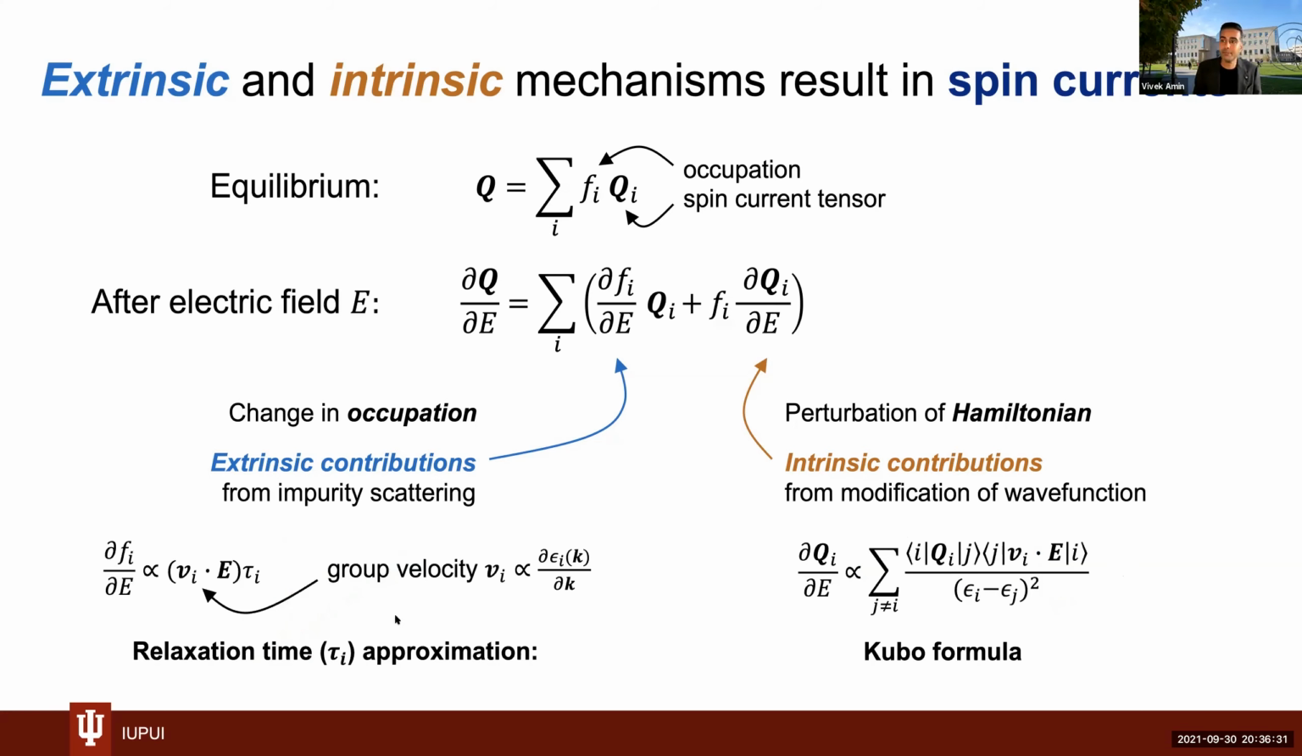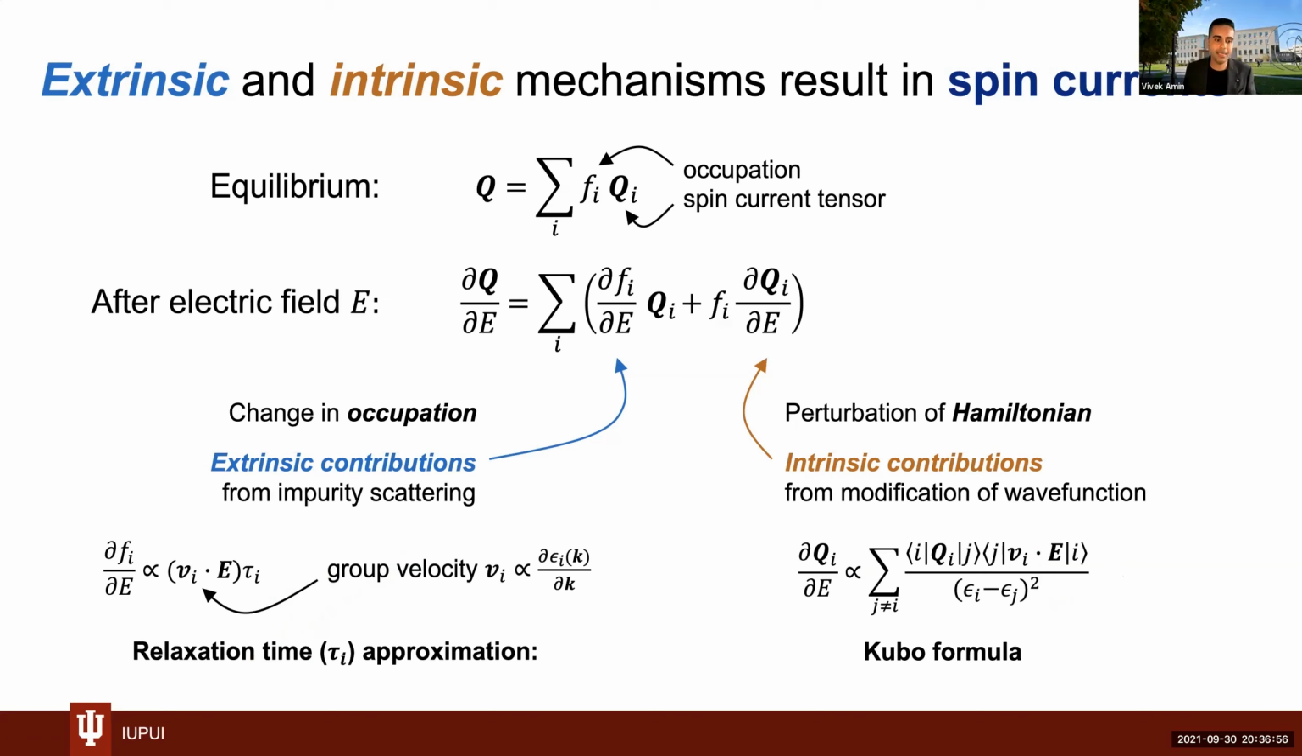So specifically, what mechanisms am I going to talk about? There's a lot of different ways that this can happen, so I'm just going to focus on two. For the extrinsic contributions, I'm going to look at the case where by turning on an electric field, all I do is induce a current, as described by the spin-dependent relaxation time approximation. And then I'm just going to look at the spin currents that accompany that charge current.